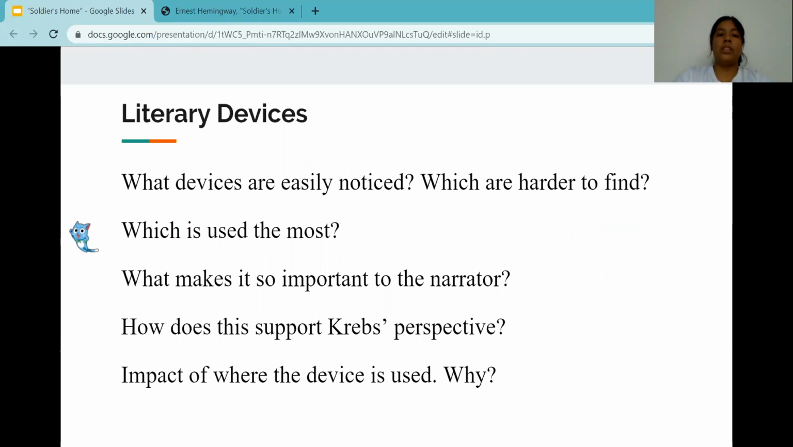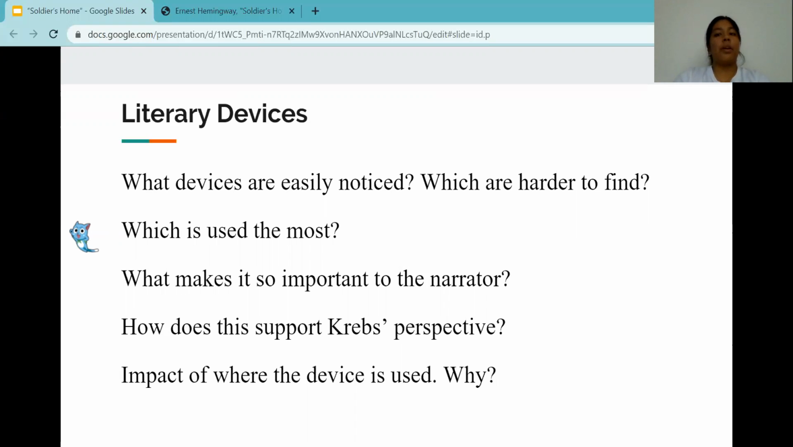Moving into literary devices, you will be focusing on the literary terms that you learned in your handout from previous lessons that you should have with you on hand as well. And that means asking what devices are easily noticed, which are hard to find, which are very repetitive, which aren't repetitive, what's one that you notice that is only used once and then not repeated again, which is used the most, what makes it so important. Why would Krebs need to be using this kind of dialogue, this kind of narration, and why would it impact the narrative of Hemingway's Soldier's Home?